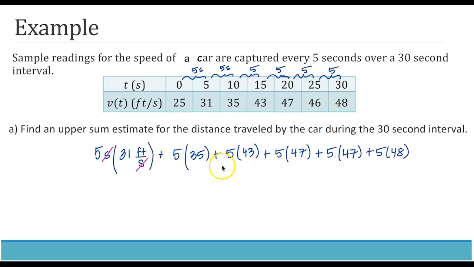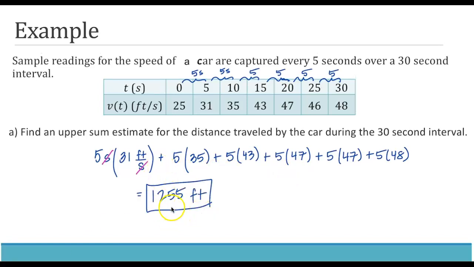And so now this is just a lot of multiplying and then adding together. So we can either multiply each quantity and add them, or recognize they all have a 5 in common and then add all of those heights together. Either way, we'll get the same answer, which is 1,255 with the units of feet.